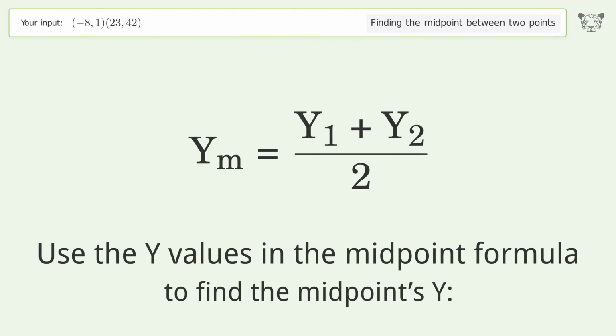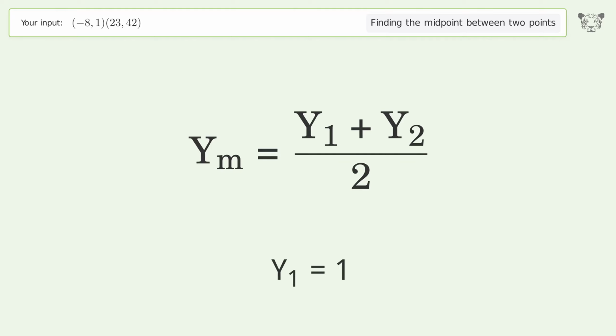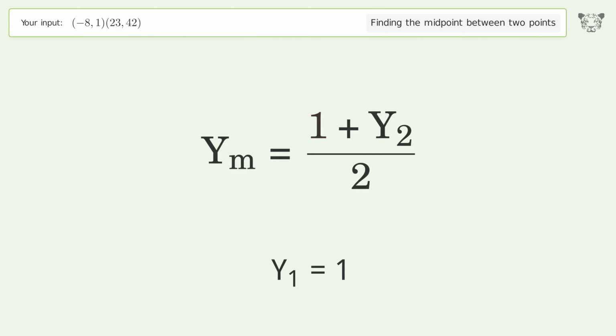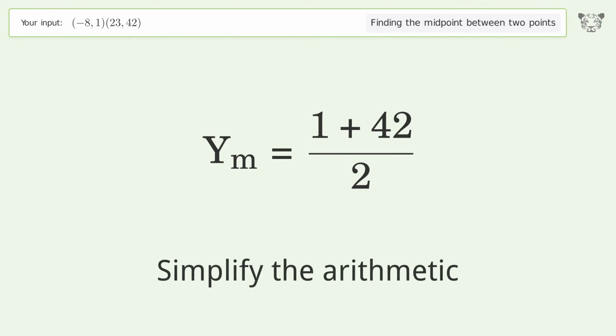Use the y values in the midpoint formula to find the midpoint's y. y1 equals 1. y2 equals 42. Simplify the arithmetic.